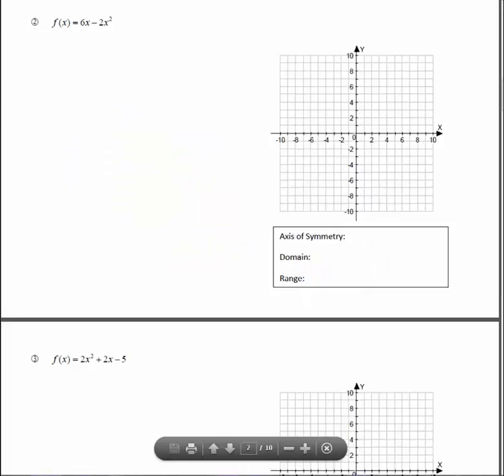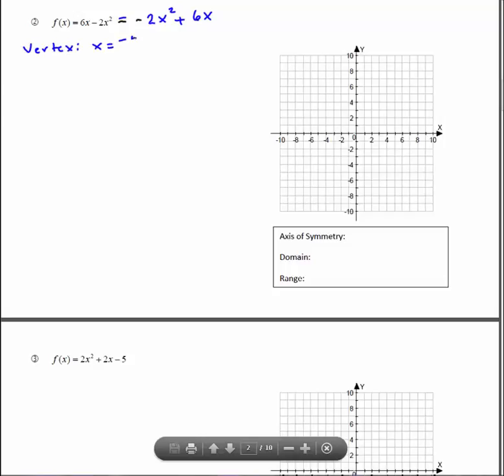All right, in our next example, we've got the function f of x equals 6x minus 2x squared. A lot of people prefer to rewrite that with the quadratic or the x squared term first. So I might write that as negative 2x squared plus 6x. And I'll start by finding the vertex.